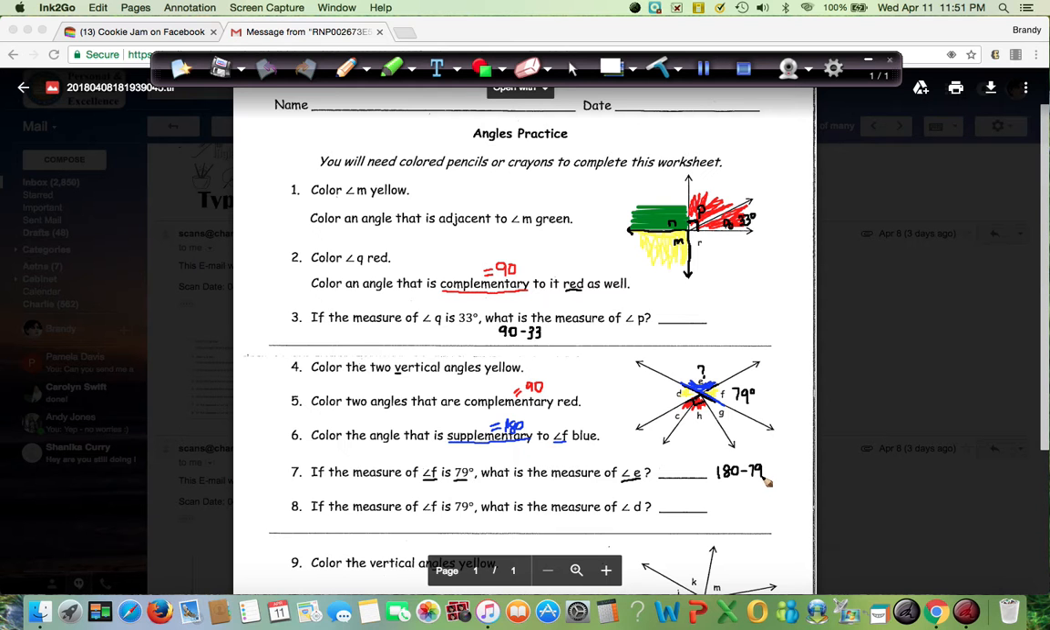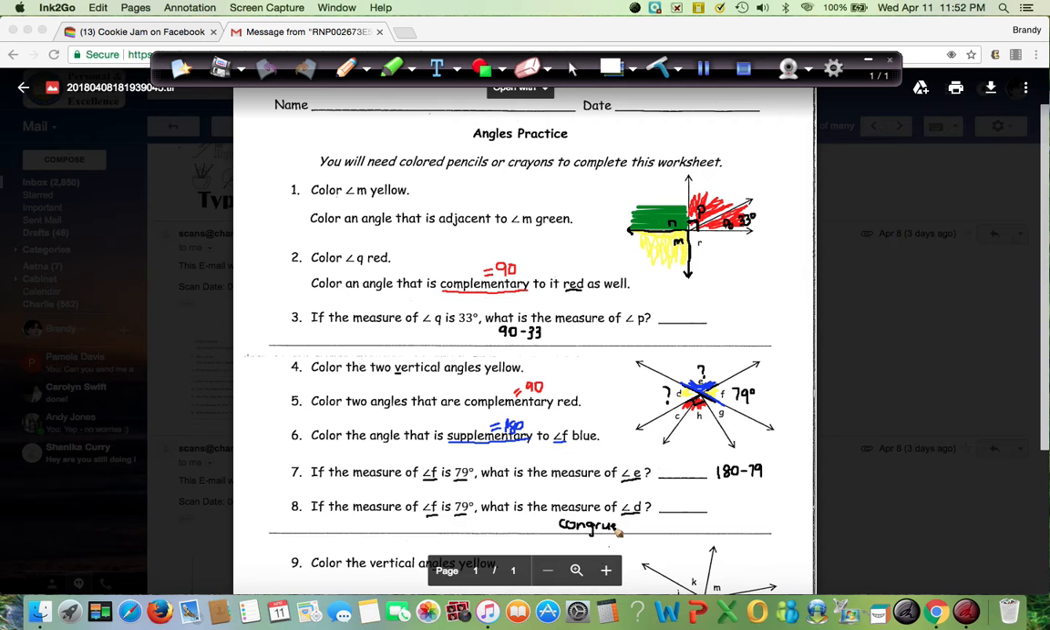Okay? And now if angle F is 79 again, then what is the measure of angle D? Well, that means you need to know about vertical angles. What do we know about vertical angles? What did I say? They have to be congruent. So now you need to know what the word congruent means. So I'll write that right here. What does congruent mean? If you know that, then you should have no problem figuring out D.